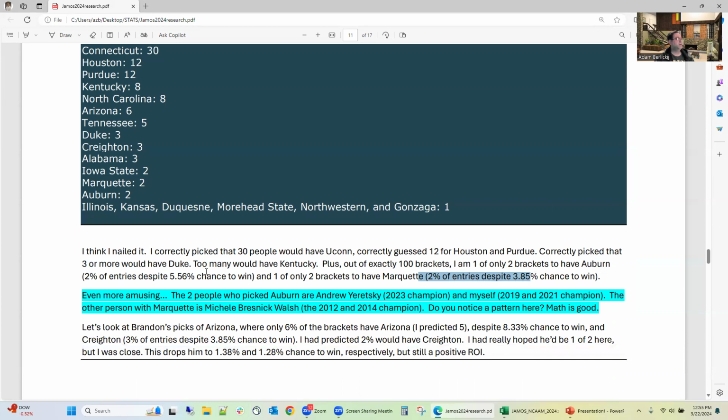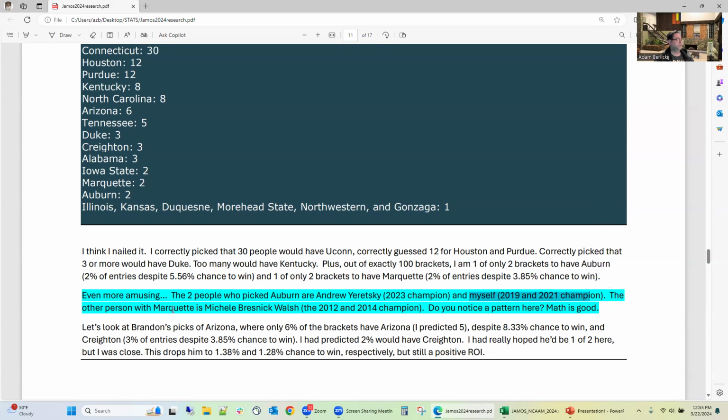I decided to look at who else had Marquette and Auburn. And what's funny is the other person with Auburn is Andrew Uretsky, who was our 2023 pool champion. And I'm the other person who picked Auburn, and I won it in 2019 and 2021.